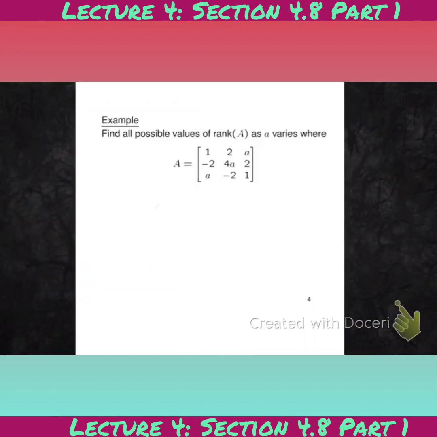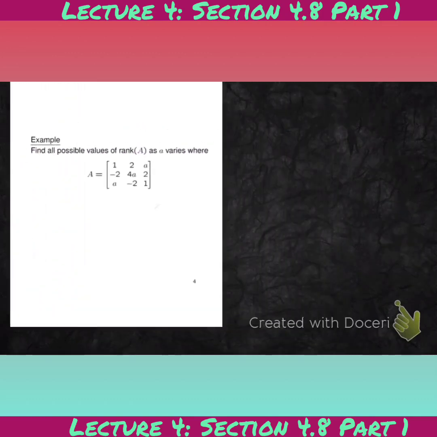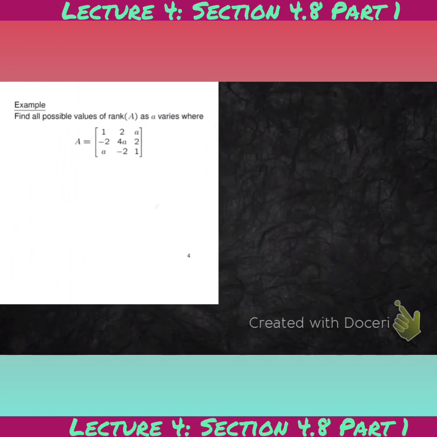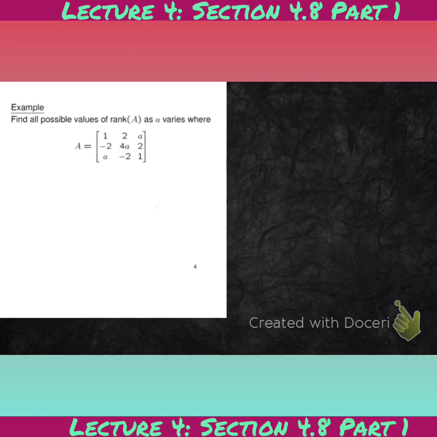Let's look at another example. Here they ask us to find all possible values of the rank of A, where this small a is a variable. That's not a terribly difficult problem to consider. We are just going to find the reduced form of A. So let's quickly do that.